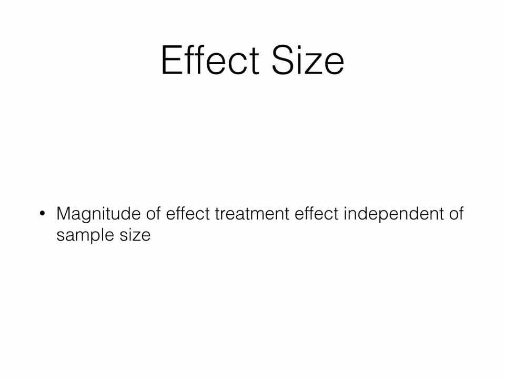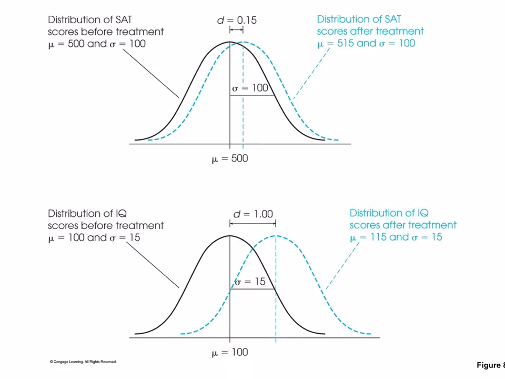Today we're going to be discussing effect size, and specifically we're going to be talking about effect size for one-way ANOVAs. So as a reminder, effect size is the magnitude of an effect of treatment, independent of sample size. To look at that graphically, here is an image from your book.